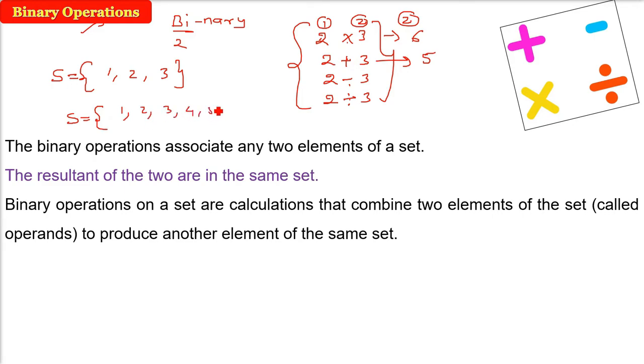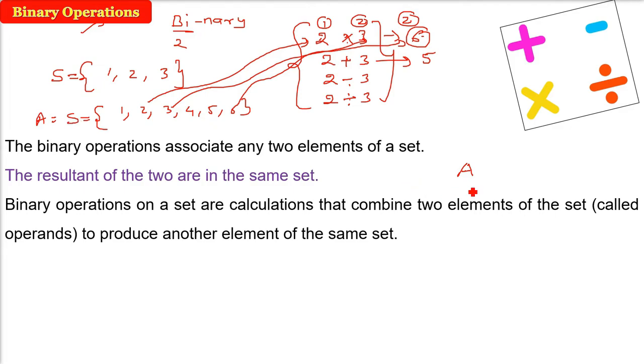For example, I am increasing this set: 1, 2, 3, 4, 5, 6. So see, the 2 is coming from this set, 3 is also coming from this set, and the result, which is 6, is also coming from the same set. Similarly with the plus also, 2 and 3 when added, you get 5. 5 is also coming from this set. So the values in the result should come from this set. I'm not talking about 2 minus 3 and 2 divided by 3. We'll talk about it later, because it is not forming a binary operation right now for this set.